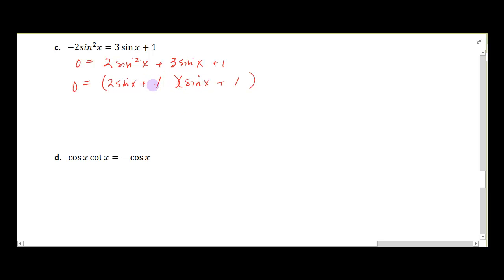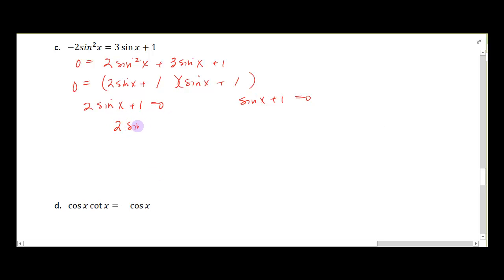Now I take each of these factors and set them equal to 0 and solve each of these two equations. So I have 2 sine x plus 1 equals 0, followed by just sine x plus 1 equals 0, and I'm going to solve each of these two equations. I'll just start over here on the left. I'm going to subtract 1 from the right-hand side, and I get 2 sine x is negative 1. Divide both sides by 2, and I find out that sine x is equal to negative 1/2.